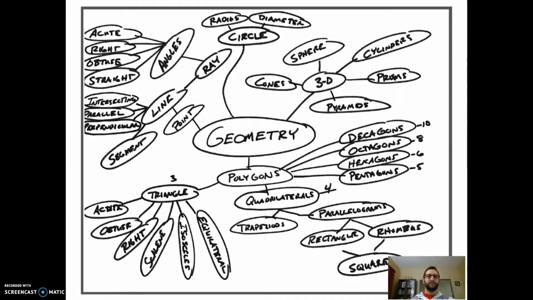Okay, so today we are talking about geometry. As you can see from this infographic, geometry covers a whole range of topics, all the way from lines and points to 3D things to circles to polygons. Today we're going to be learning about some polygons, specifically triangles and quadrilaterals.